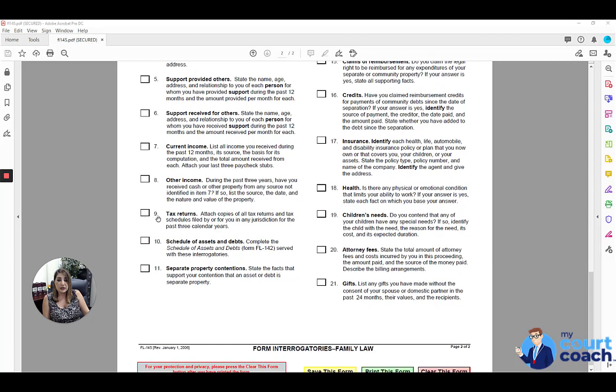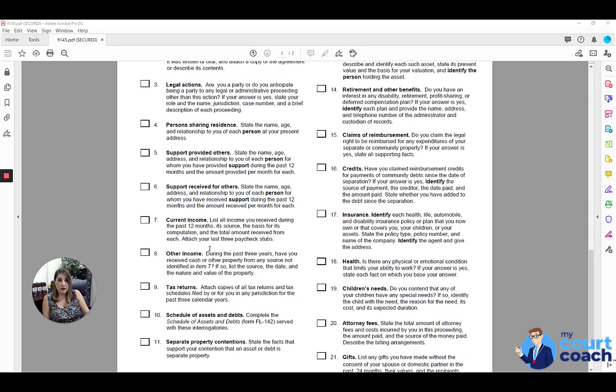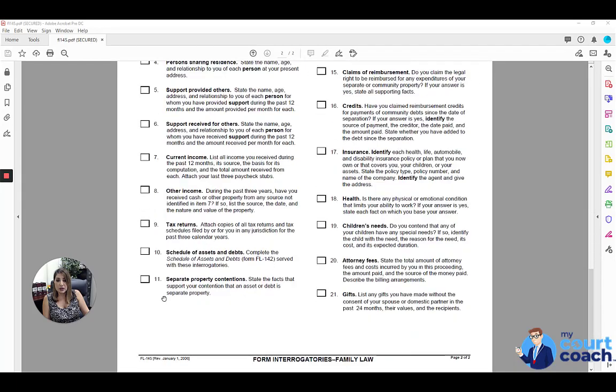Item number 9, mark this box if you would like them to be ordered to produce copies of their tax returns from the last 3 years. Item 10, if you want them to fill out a schedule of assets and debts, that's the Form FL-142, mark this box and attach a blank schedule of assets and debts to this form. Number 11 has to do with separate property contentions. Again, you'd probably only mark this box if you are in the middle of a divorce or legal separation. This would have the other party disclose what they believe to be their separate property and why.